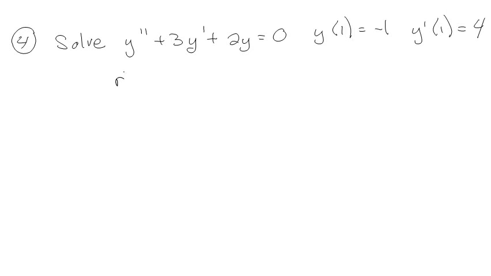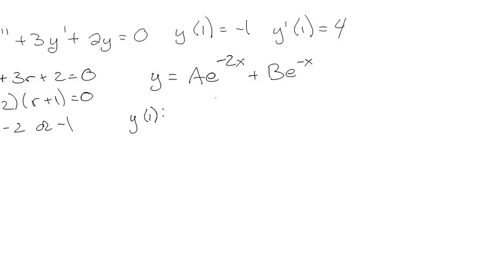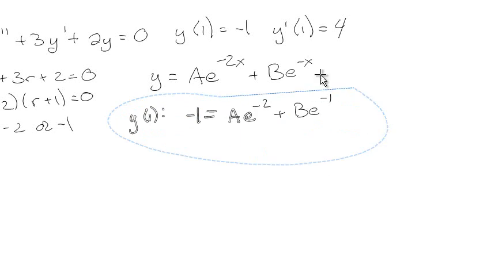Okay, so I'm just going to do r squared plus 3r plus 2 equals 0, (r plus 2)(r plus 1). So r is equal to negative 2 or negative 1. So my solution is in the form a e to the negative 2x and b e to the negative x. I'm going to apply my initial condition at 1. Now the only thing that's annoying about this is that it's just going to look less pretty for a little bit. So it's negative 1 is equal to a e to the negative 2 plus b e to the negative 1.